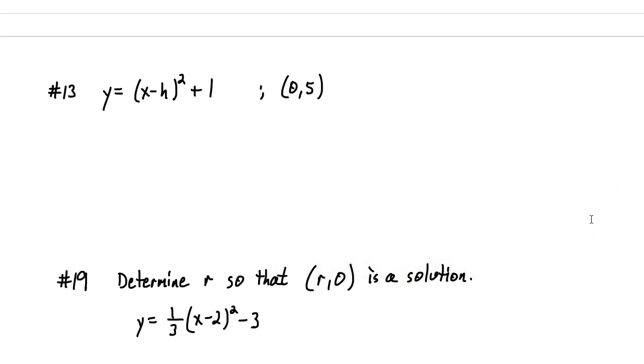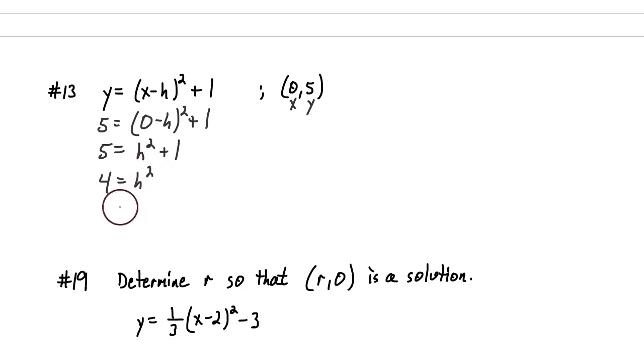Next, number 13. We have an equation for a parabola, but we don't know what h is. We are told that an answer for x is 0 and an answer for y is 5. Let's make the substitutions. 5 in for y, 0 in for x. Now let's solve this. 0 minus h is negative h. Negative h squared makes h squared, and then plus 1. Now subtract 1 from both sides. We get 4 equals h squared. Now take the positive and negative square root of 4. We're going to get two answers for h, positive 2 or negative 2.